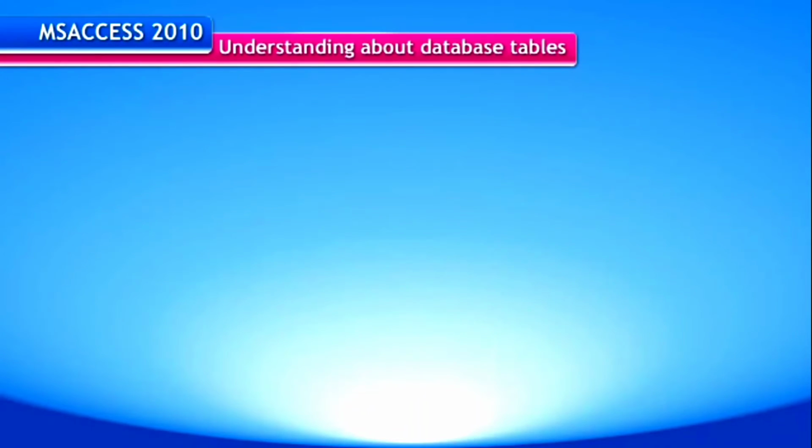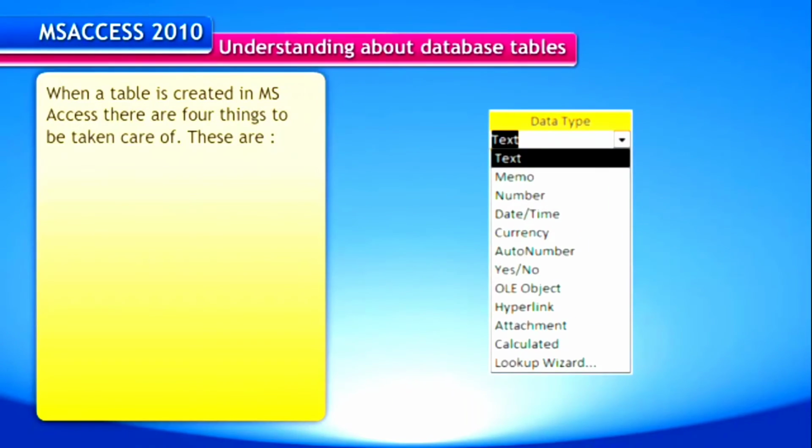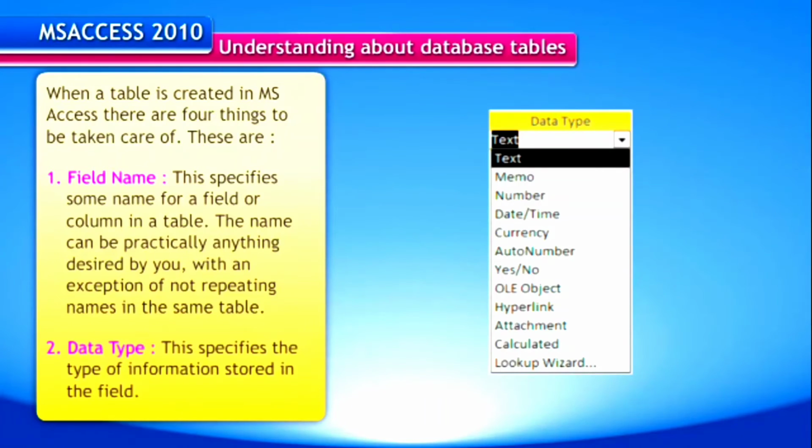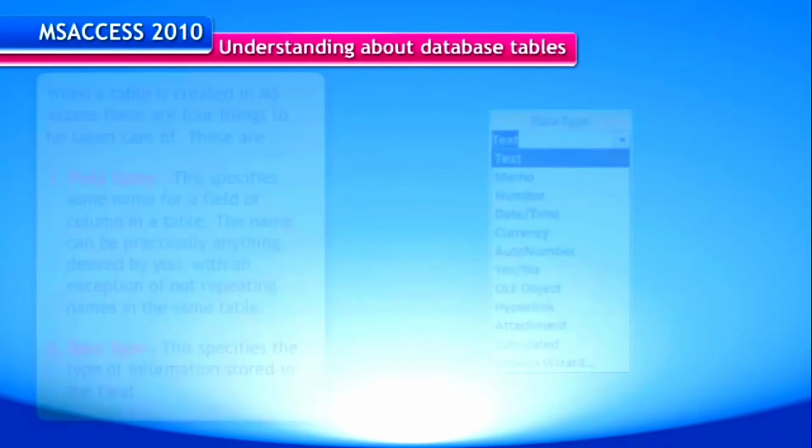Understanding database tables. When a table is created in MS Access, there are 4 things to be taken care of. These are: 1. Field name. This specifies some name for a field or column in a table. The name can be practically anything desired by you, with the exception of not repeating names in the same table. 2. Data type. This specifies the type of information stored in the field.